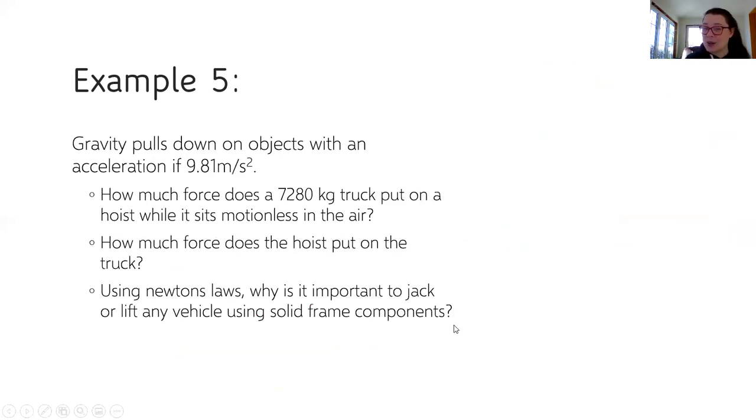All right, one more question with math and then just a couple thinking questions. Gravity pulls down on objects with an acceleration of 9.81 meters per second squared. How much force does a 7,280 kilogram truck put on a hoist when it sits motionless in the air?